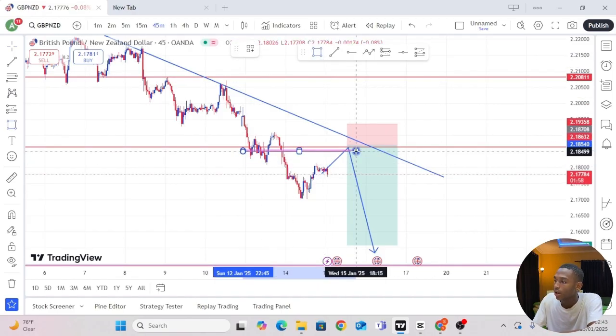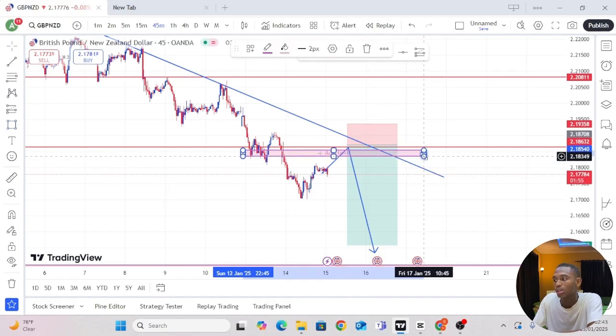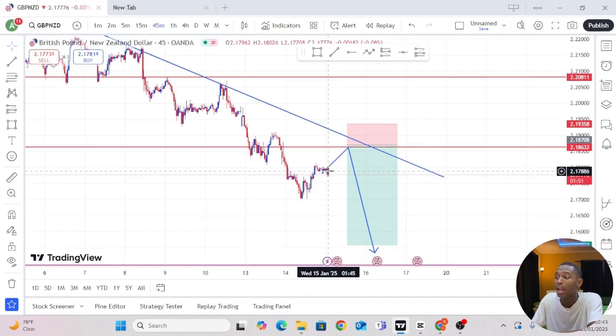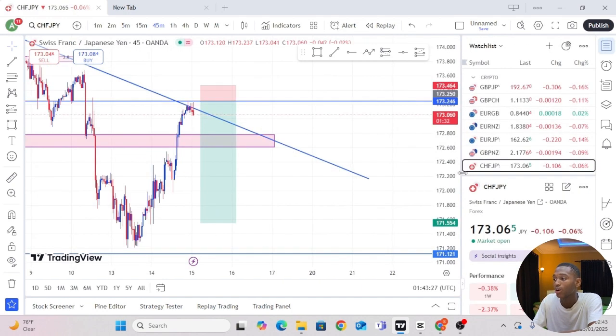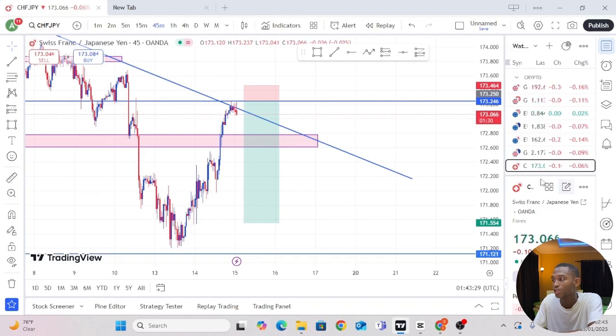Maybe somewhere around this area. If it doesn't meet up to this area, we're unfortunately going to forget about the trade. But for now, let us hope that the market gets to this level, and if it does, then we can enter the trade perfectly on GBPNZD. And now the next one I have here is CHFJPY.